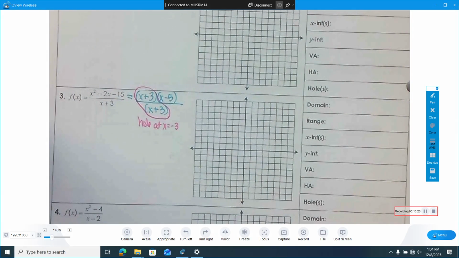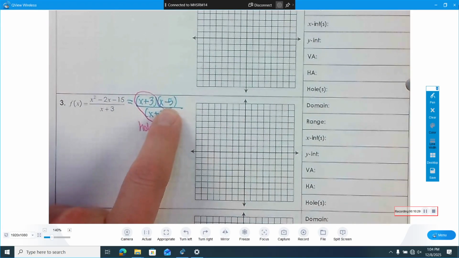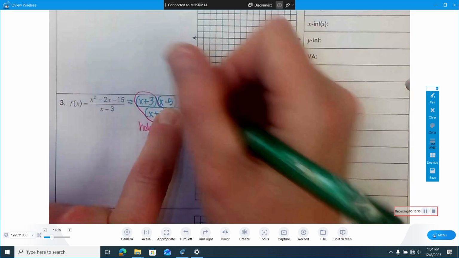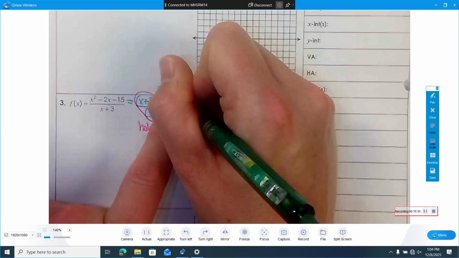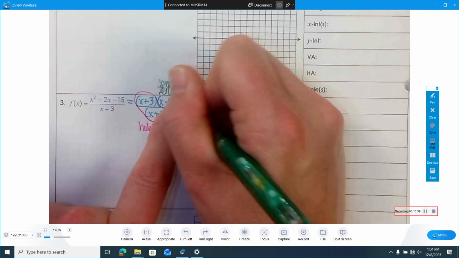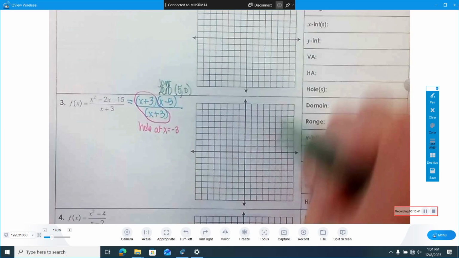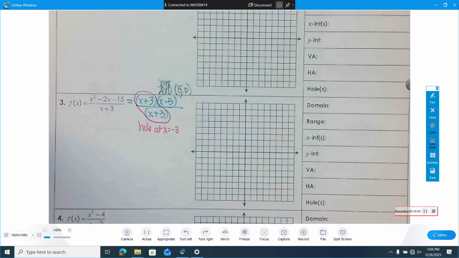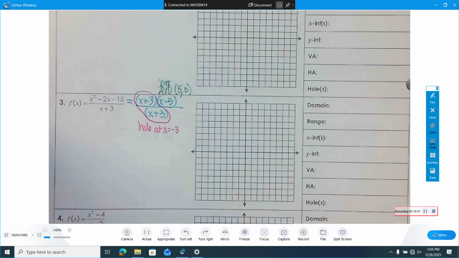Now, then other factors, if it's in the numerator, I have a factor left over. That actually turns out to be a zero. There's a zero here, or an x-intercept, at (5, 0). So if it's on top, it's actually going to give me an x-intercept, which is kind of nice.